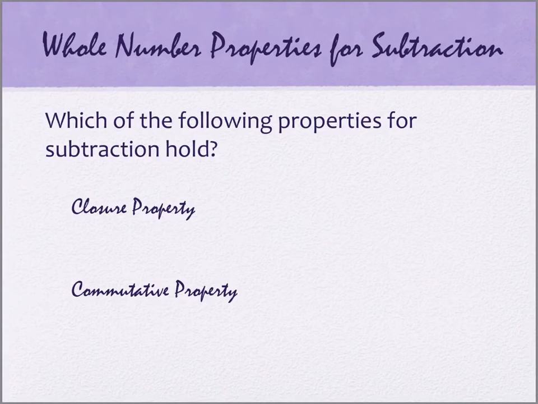So if you'll remember, closure is the idea that if we take two values, in this case whole numbers because we're doing whole number subtraction, and we subtract them, because that's our operation now, will we always get another whole number? If you take two whole numbers and you subtract them, will you always get another whole number? Okay, so Elizabeth's saying no.